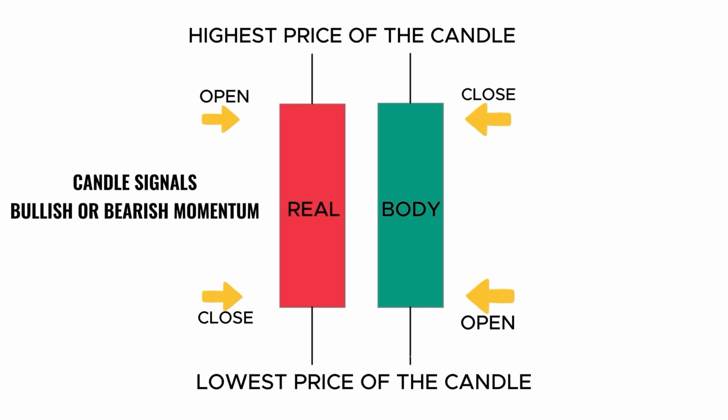Most importantly, the placement of the opening and closing prices determines whether a candle signals bullish or bearish momentum. If the opening price is lower than the closing price, the candle is green or white, signaling bullish movement. Conversely, if the opening price is higher than the closing price, the candle turns red or black, indicating bearish momentum. The longer the real body, the stronger the price movement in that direction.